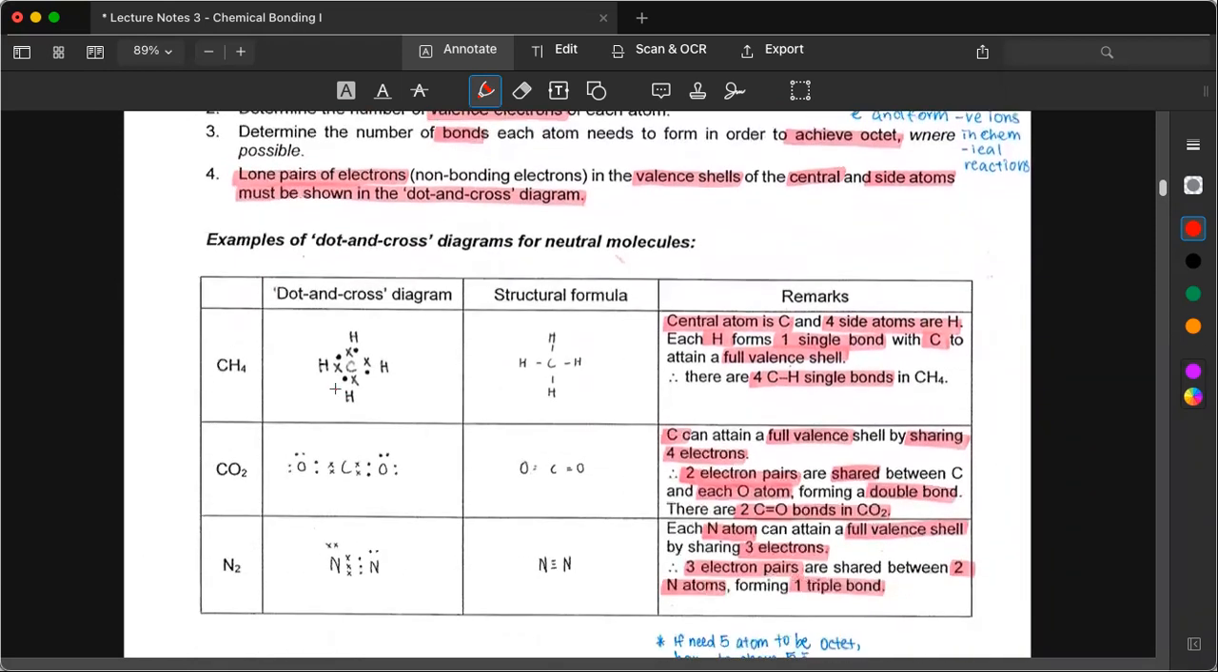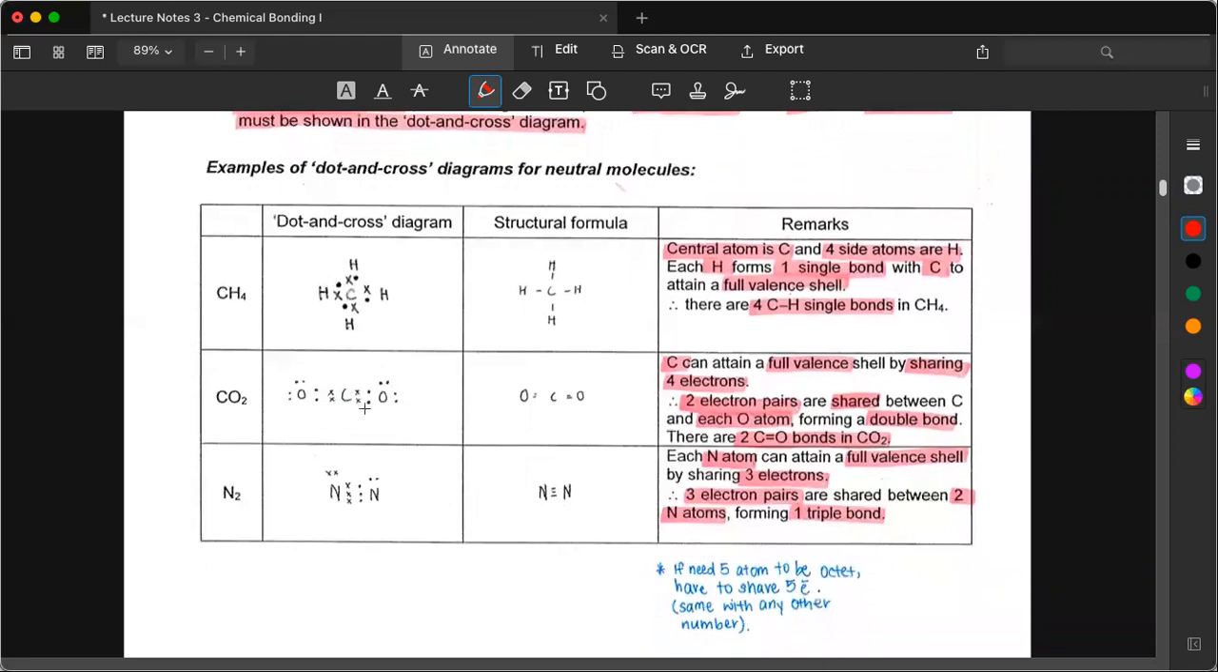So the central atom for CH4 in this case is carbon because it's the less electronegative atom. And we have the 4 side atoms as hydrogen. Each hydrogen forms 1 single bond to attain a full valence shell. So there are 4 C-H single bonds, and this is the structural formula of methane, CH4.